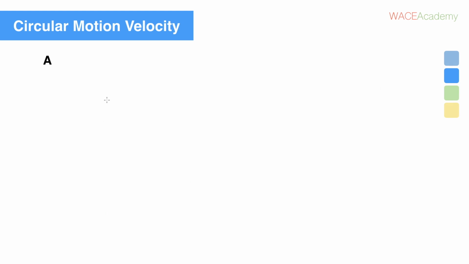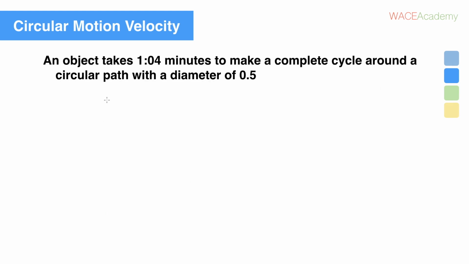Let's say we're asked to calculate the velocity of an object that takes 1 minute and 4 seconds to make a complete circle around a circular path with a diameter of 0.5 kilometers. Okay, so let's begin with t. We know that it needs to be in seconds, so let's convert 1 minute and 4 seconds. 64 seconds.